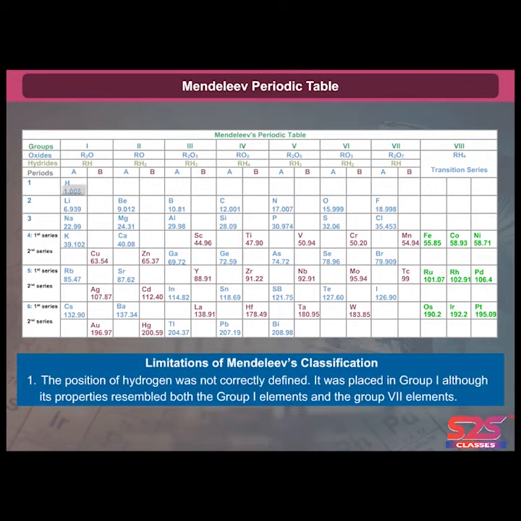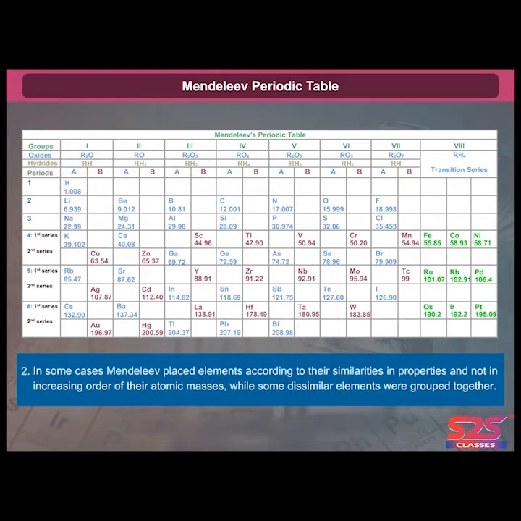With several merits of Mendeleev's classification, there were also a few limitations of it. The position of hydrogen was not correctly defined. It was placed in group 1, although its properties resembled both the group 1 elements and the group 7 elements. In some cases, Mendeleev placed elements according to their similarities in properties and not in increasing order of their atomic masses, while some dissimilar elements were grouped together.